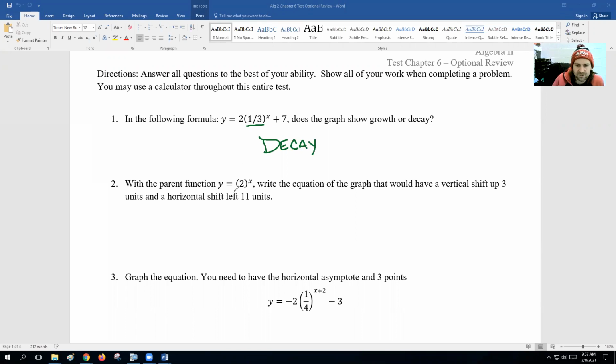All right, with the parent function y equals 2 to the x power, write an equation that has a vertical shift up 3, so that's our k number, and then a horizontal shift to the left 11. All right, so we'd have y equals 2. We'll take care of the easy part. It would be plus 3 at the end. And then to make it go to the left 11, we'd have an x plus 11. The horizontal is always opposite of what we normally think. Negative would go to the right, positive would go to the left.